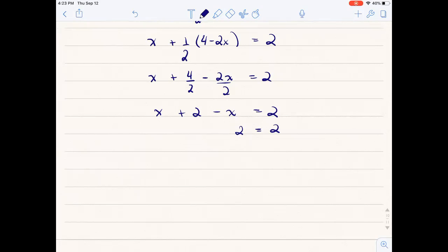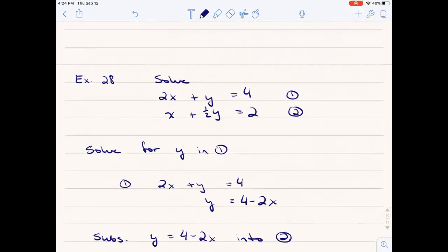What this is telling us is if you get to something like this, where you have a true statement, 2 equals 2, it means you have infinitely many solutions, because it doesn't matter what you plug in for x. No matter what value of x you use, you're always going to get 2 equals 2 in the end. It stems from the first one being a multiple of the second one, so they're basically on top of each other, and you have infinitely many solutions.